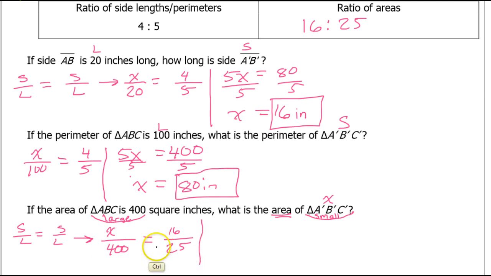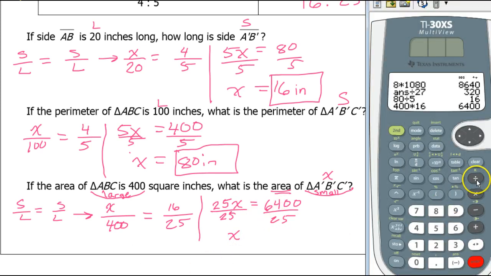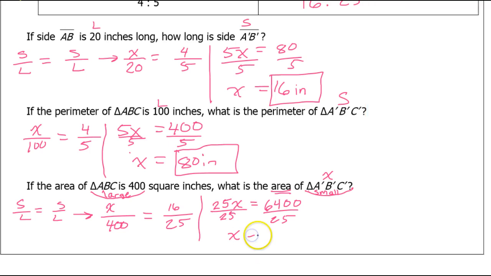And then you just have to cross multiply. So obviously x times 25, that's 25x. 400 times 16, that's 6,400. So there you go. Then you have to divide both sides by 25. So divided by 25, 256. We're talking about area, so this will be square inches, which you write like this.